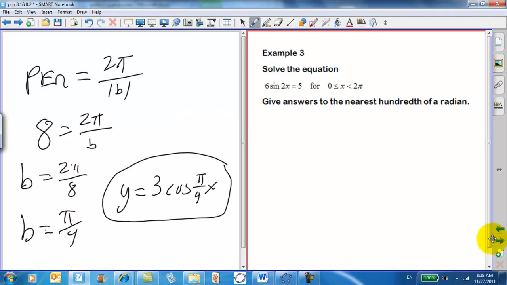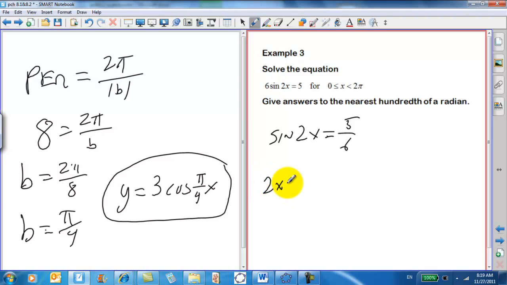Okay, example 3. Solve the equation 6 sine 2x equals 5 for 0 to 2 pi and give answers to the nearest hundredth of a radian. Well, there's a couple approaches on this. There's the graphing approach, and then there's the algebraic approach. Let's start with the algebraic approach. You have sine 2x equals 5/6.